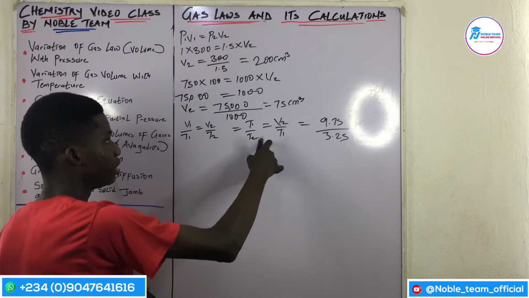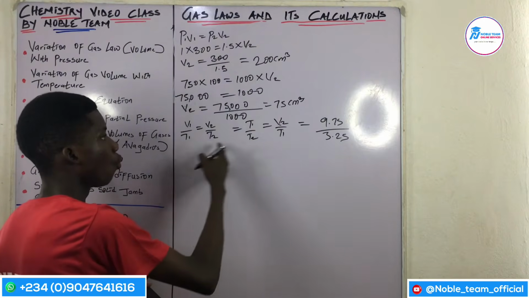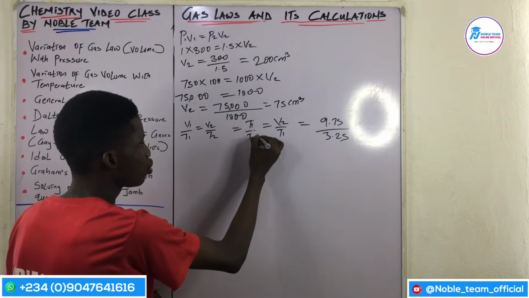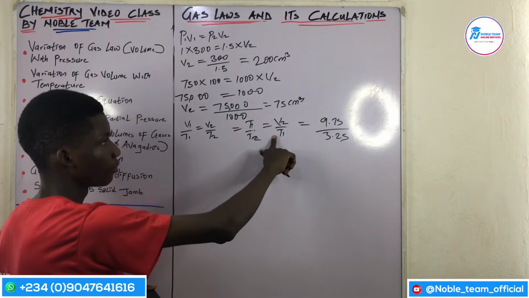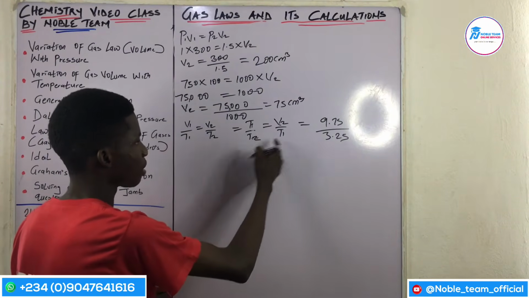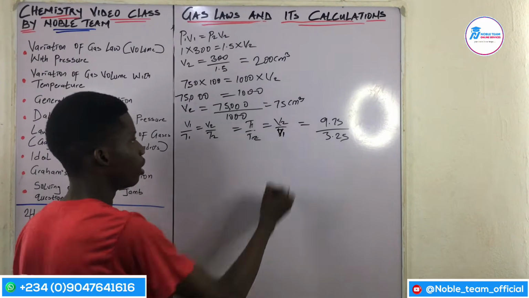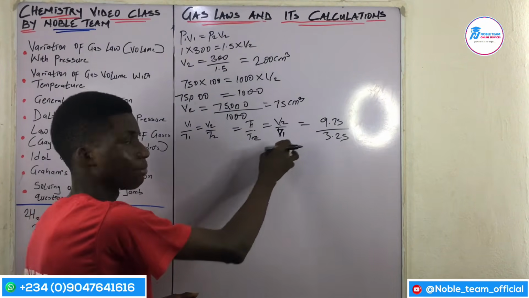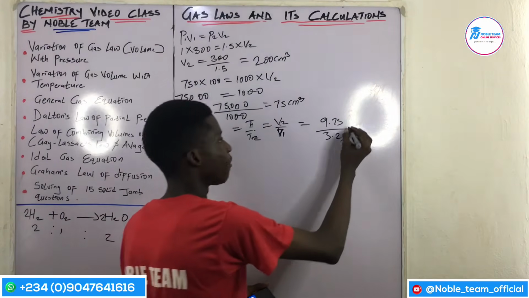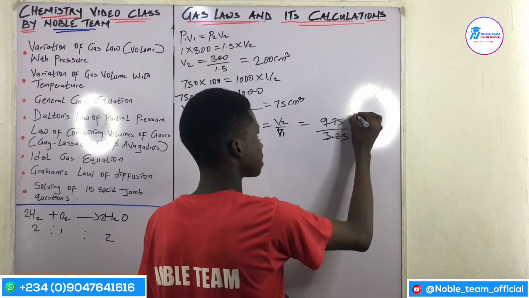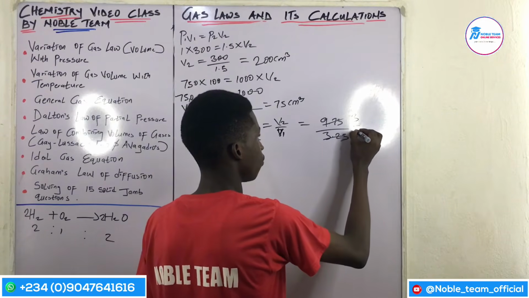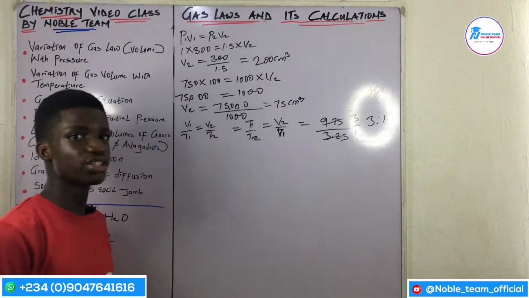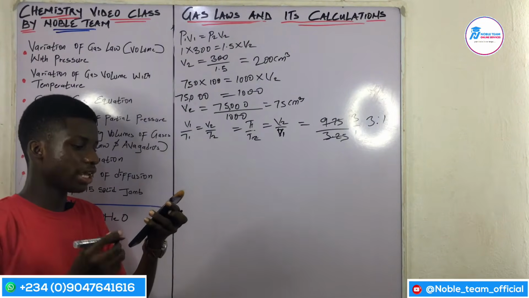We are asked to get the initial of the temperature. Once I make this the subject of formula, I'll have this. This is V. So once we solve Gauss law of diffusion, you understand what I'm trying to say here. Now once you divide this into this, it is 3 over 1. So it simply means it is 3:1. So option A is correct.